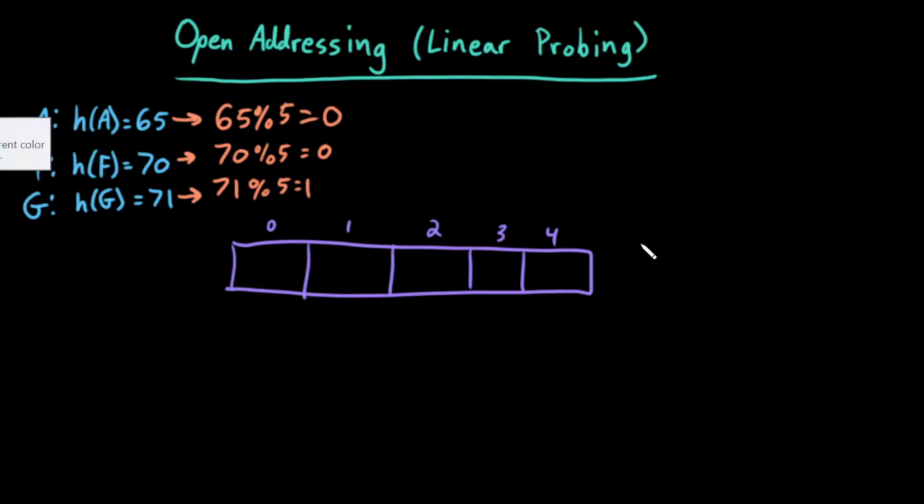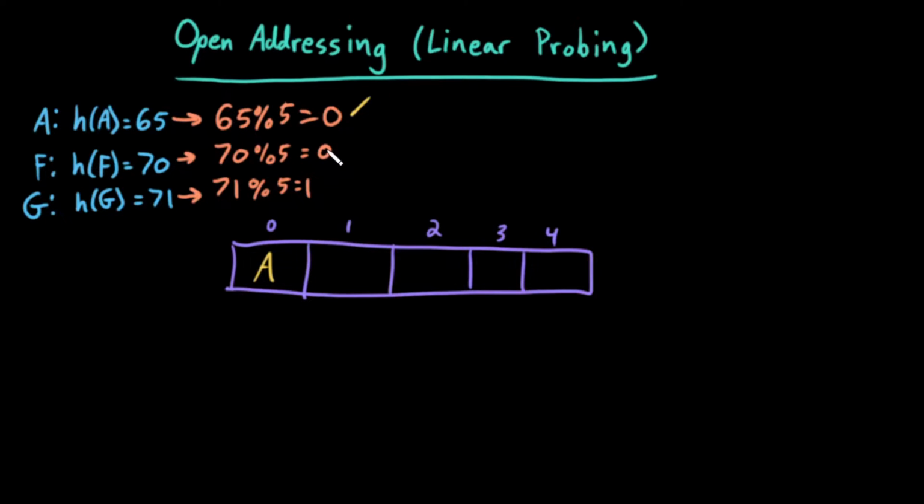Okay, let's see what happens. First, I try to insert A. It should be at index 0. I look in my array. Oh, index 0 is empty. Perfect. Let me stick in A. Done. Next, I look at F.